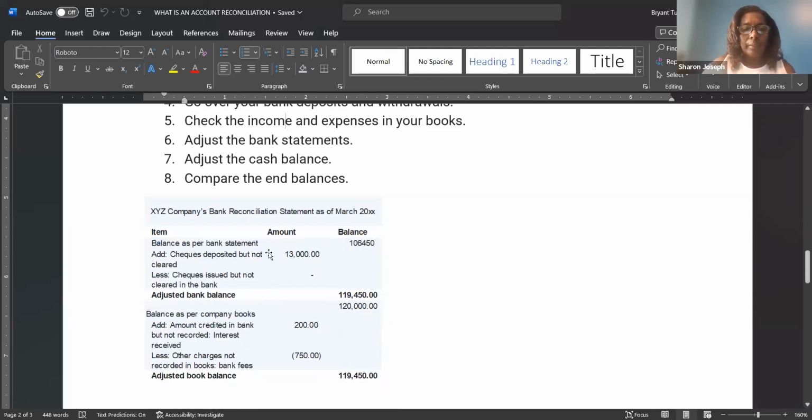So manually, this is what it would look like. You start with the balance per the bank statement. You add any checks that were deposited but haven't cleared. You look at any checks that were issued but haven't cleared the bank. Sometimes there can be a timing difference, even with ACHs. Most people don't write checks anymore, but they do ACHs, bank-to-bank transfers. There still can be a 1 to 2 day lag between when something is recorded and when it actually leaves the bank. Then you come to the adjusted bank balance.